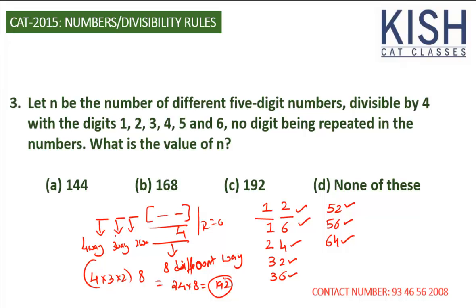Remaining digits is very easy. So there are 4 numbers available and we need to use only 3 numbers. That can be done in 4 ways, 3 ways, 2 ways. That is 4 into 3 into 2 into 8. Let's solve the next question.